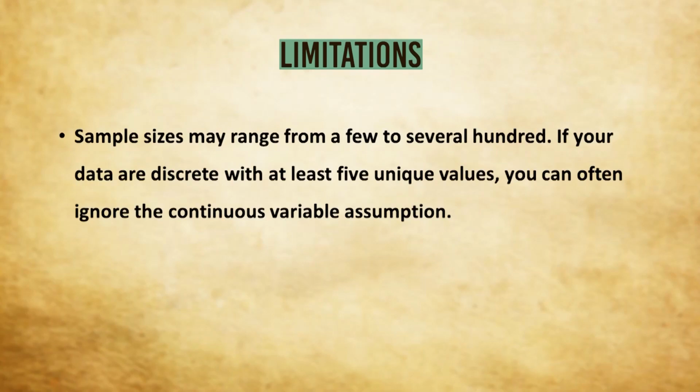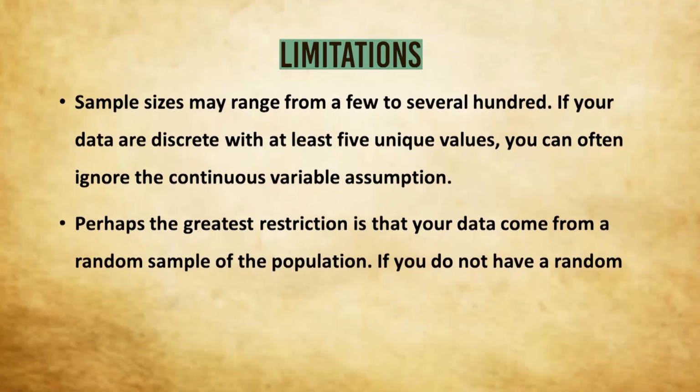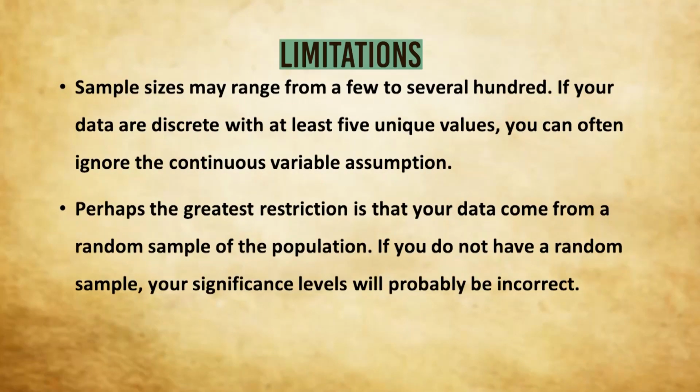There are various limitations of this particular test. Let us see them. Sample sizes may range from a few to several hundred. If our data are discrete with at least 5 unique values, we can often ignore the continuous variable assumption. Even with discrete data, we can perform this test, but they have to be 5 unique values. The greatest restriction is that the data come from a random sample. Unless the sample is random, this test is going to give us erroneous results.